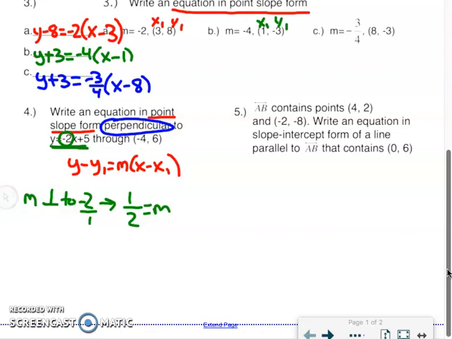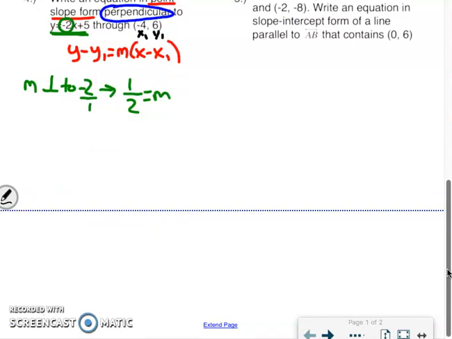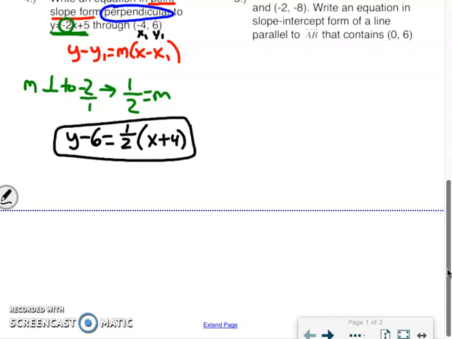Then I have to just figure out, oh, I have an x1 and a y1 also given to me. That needs to make it into my final answer. So with that, I'm going to plug everything in. y minus y1, which is 6, is equal to the slope that I need, which is 1/2, times x minus negative 4, which will look like positive 4 at the end. Okay, that's a test type question.